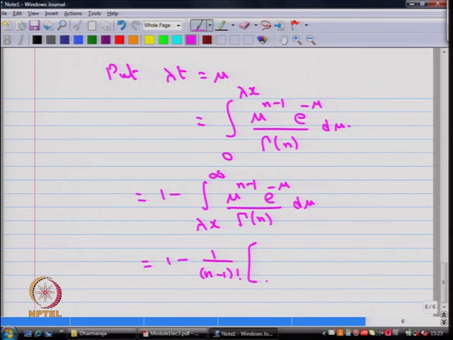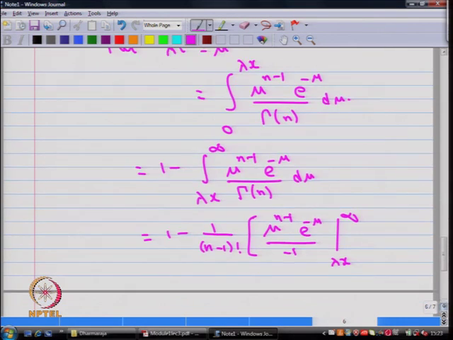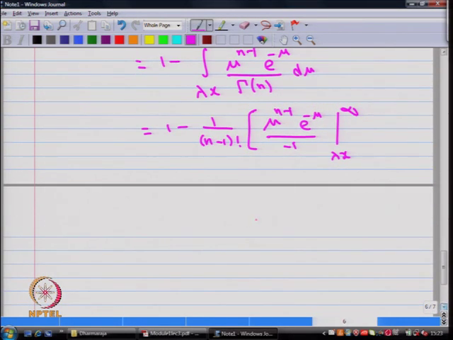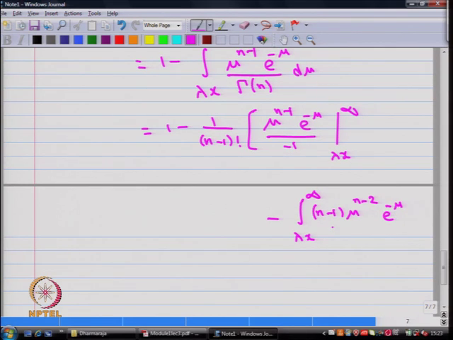You can do this integration by parts. So, you will get mu power n minus 1 e power minus mu divided by minus 1 between the limits lambda x to infinity, minus the integration from lambda x to infinity of n minus 1 times mu power n minus 2 e power minus mu divided by minus 1 d mu. So, the whole thing is multiplied by n minus 1 factorial.